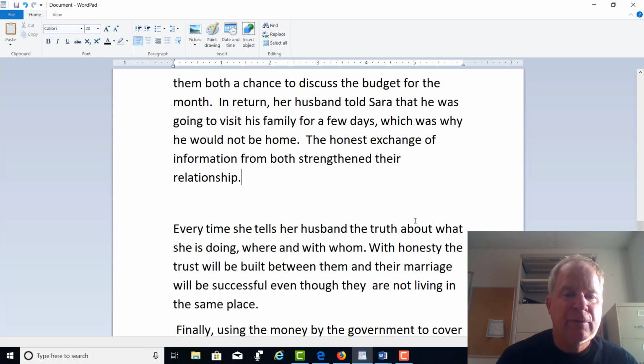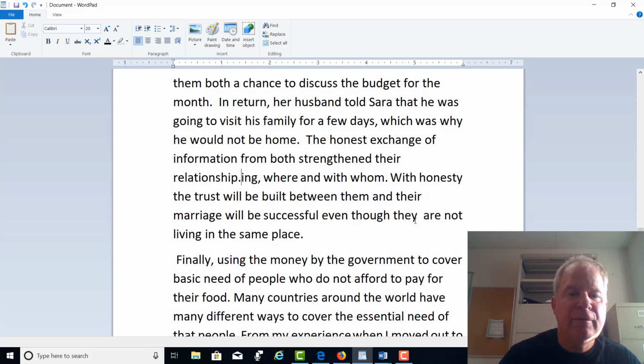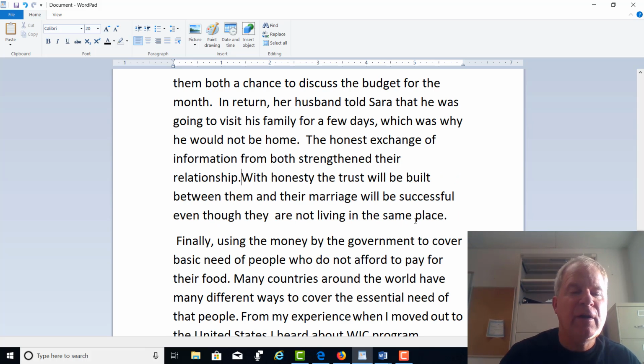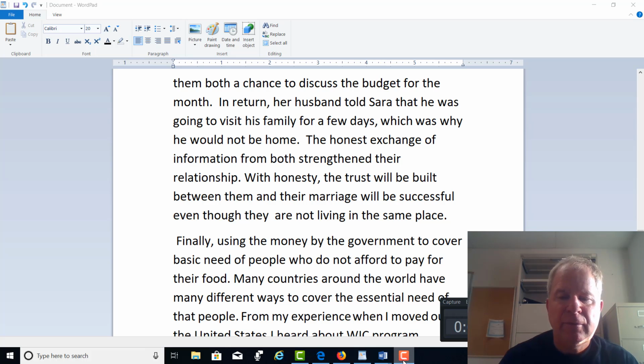And then we can finish this. I'm going to get rid of this part, but I like what you said here. So with honesty, the trust will be built between them and their marriage will be successful even though they're not living in the same place. Okay? So that's probably what you can put there.